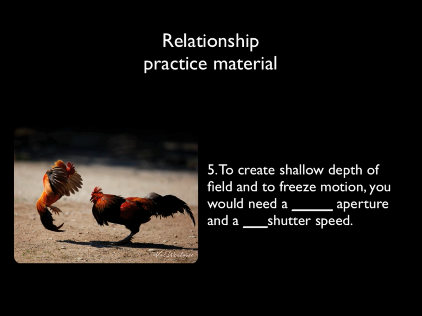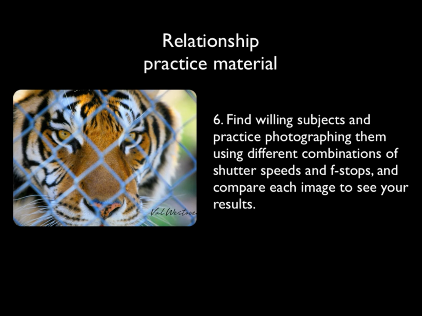Number 5. To create shallow depth of field and to freeze motion, you would need a large aperture and a fast shutter speed. Number 6. Find willing subjects and practice photographing them using different combinations of shutter speeds and f-stops, and compare each image to see your results.